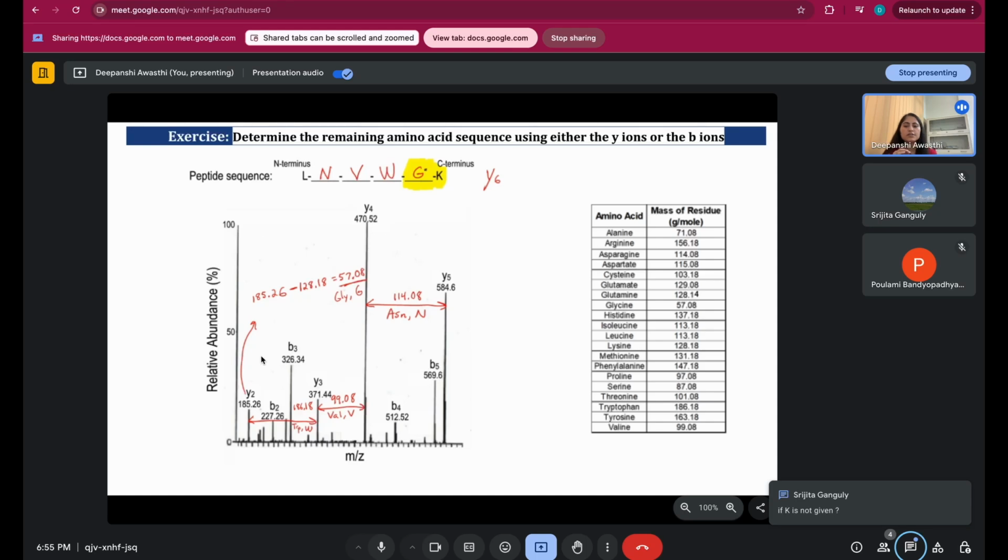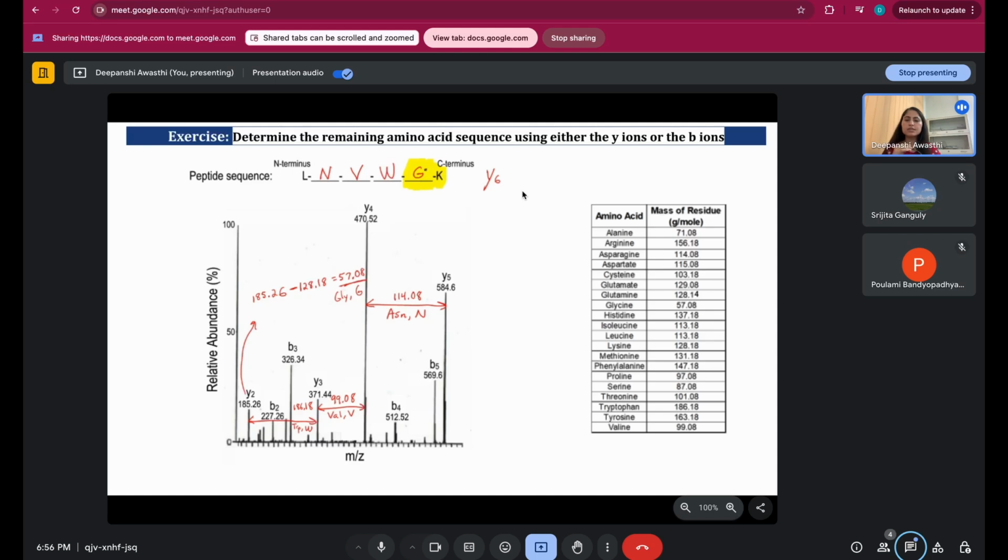Okay, so if K is not given, then you have to look for some other alternative. In that case maybe the Y1 peak will be given, or in most of the examples they give you the complete mass of the peptide sequence. In this example they haven't provided it, but in most cases they will provide the mass to charge ratio of the entire sequence of the peptide. That will be helpful, that will tell you the entire mass and you will simply subtract that. So the entire mass will correspond to the Y6. So in that way Y6 will be available with you.